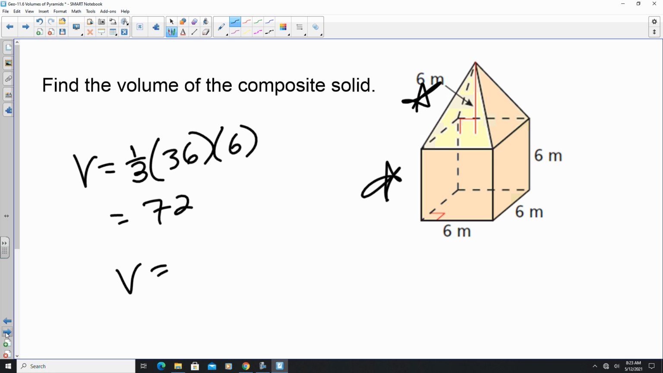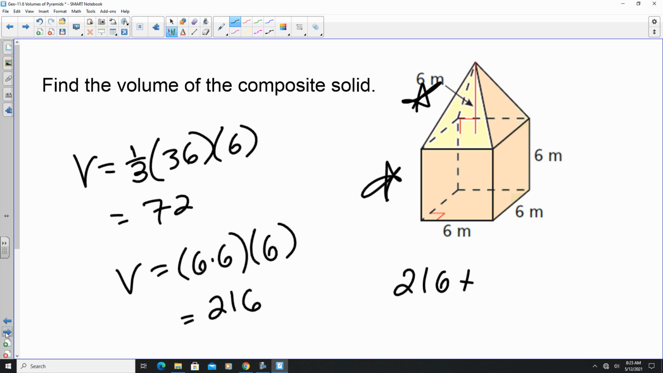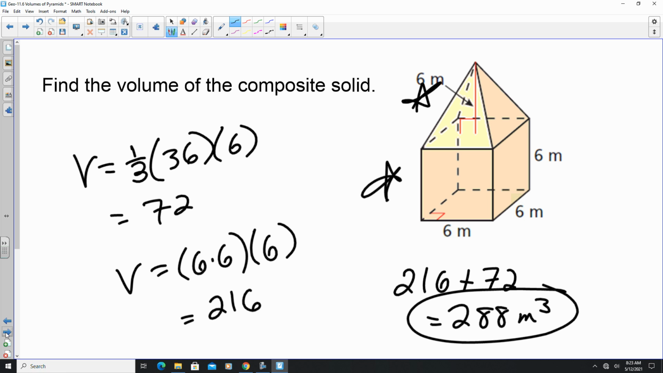And if I look at the volume of the prism here, it's going to be the area of the base, which is a square, so it's 6 times 6, and the height is 6, so we got 6 times 6 times 6, which is 216. So to find the volume of the composite, I'm going to take 216 plus 72, which equals 288 cubic meters.